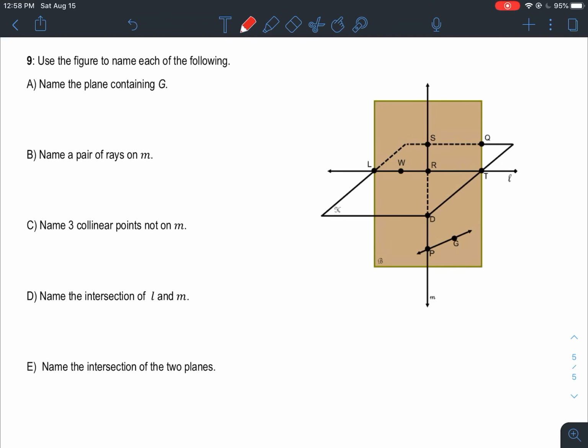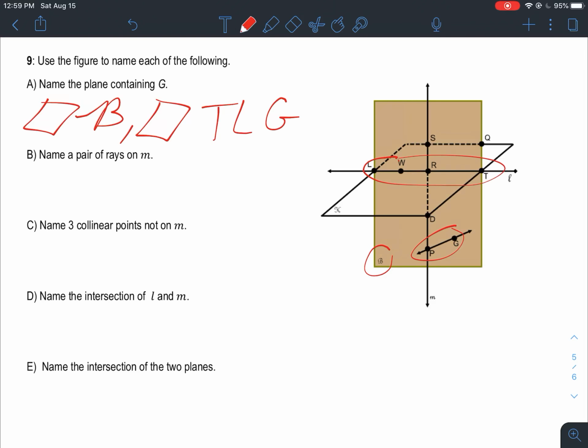Okay, 9A, the plane containing G. Well, that is this brown plane right here. Basically, all you've got to do is write down plane B, and that would be your answer. But there's a lot of other answers that'll work too. Pick out any 3 points that are on that brown plane. So G, R, L, or T, W, P, and that could also be the name of the plane. So I'm going to write TLG. Okay, all these points and these points are on that plane. So any 3 of those 6 would work.